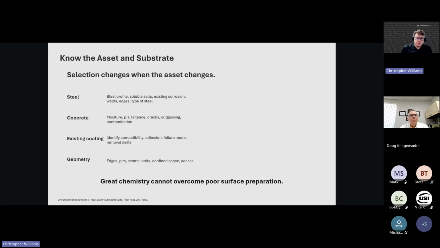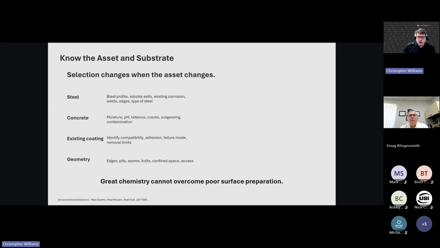And of course, you want to look at your geometry, right? Your edges, pits, seams, bolts, confined space. What's the access look like? This will go into the product selection because there are a lot of great products that we can put on that will be able to be sprayed. There's also a lot of fantastic products that can only be brush or rolled. If you have a lot of really interesting geometry in your space, we're going to have to stick to some of those products that can be sprayed.